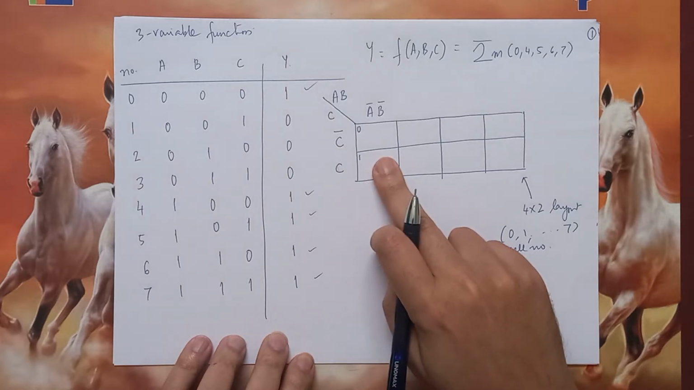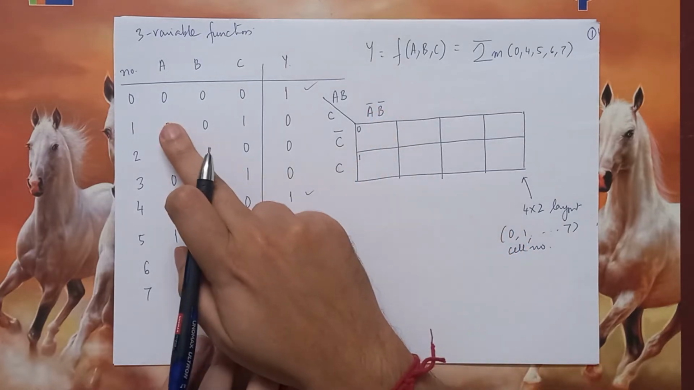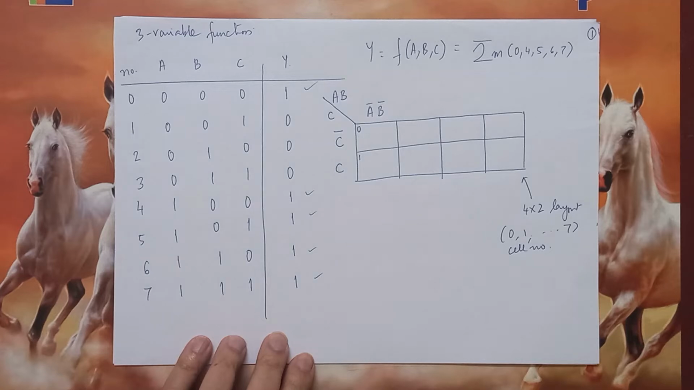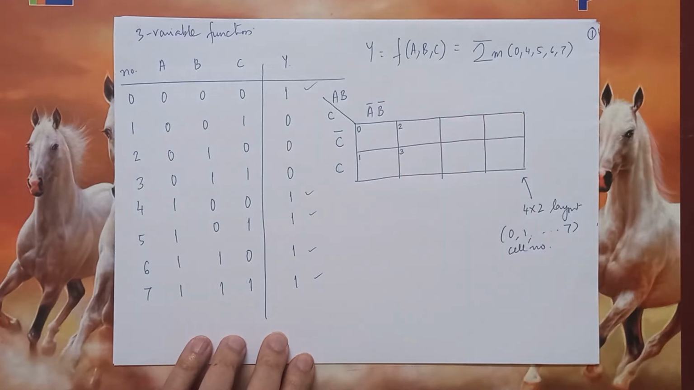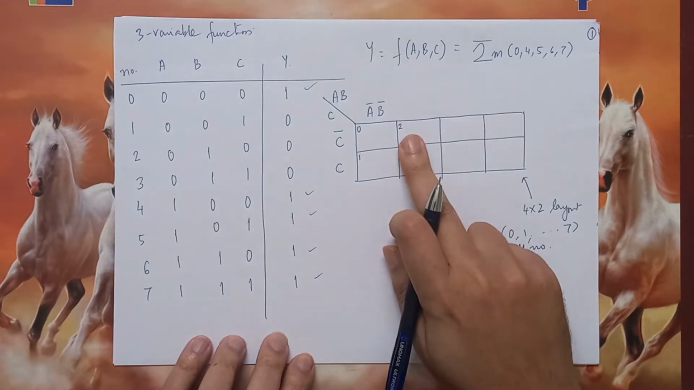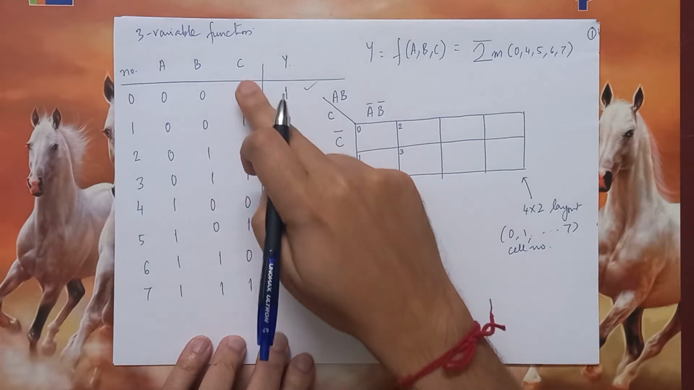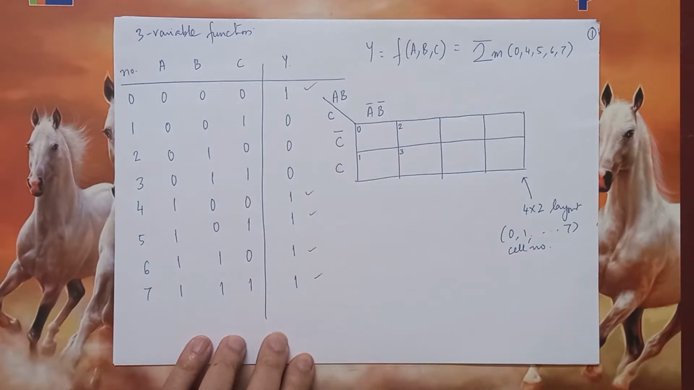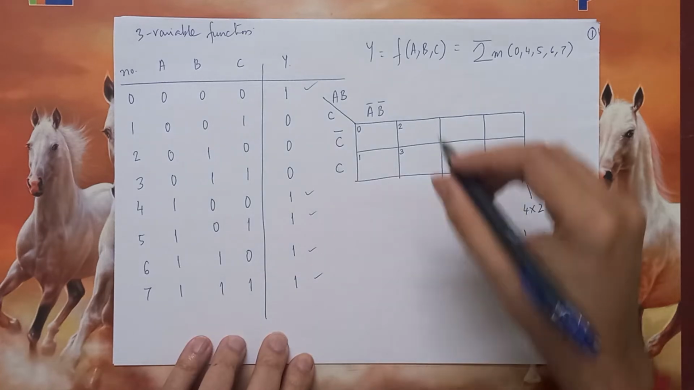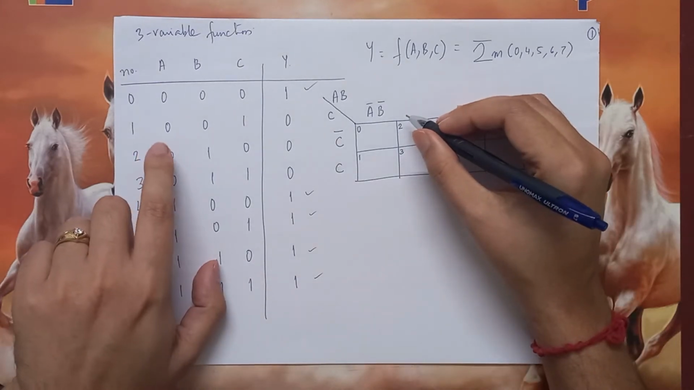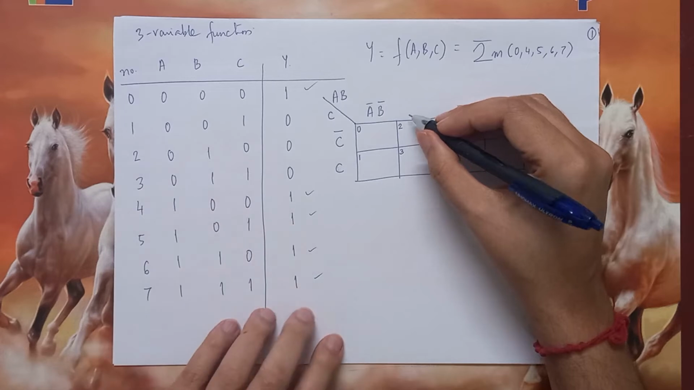And this is also valid for 1 because A bar, B bar, C indicates 0, 0, 1. Next, let us write 2 and 3 over here. Will it satisfy? Yes, because 0 and 2 are still differing by 1 bit position. So therefore, 2 will be A bar, B, C bar.